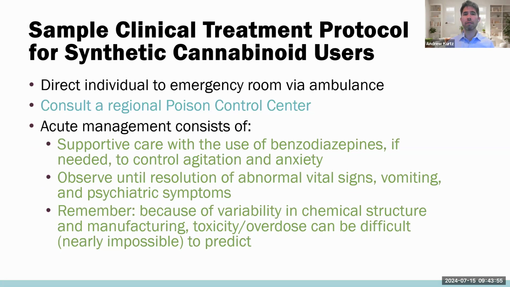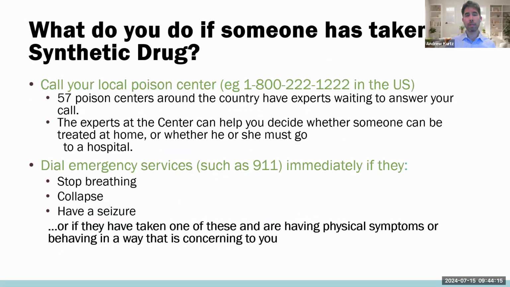Acute management would consist of the use of benzodiazepines to manage agitation and anxiety, observation to identify vital signs, vomiting issues, and psychiatric symptoms. And then remember, because of variability in chemical structures, it is difficult to predict overdose or toxicity. Call local poison control centers, dial emergency services if needed. Having these numbers available are critical.